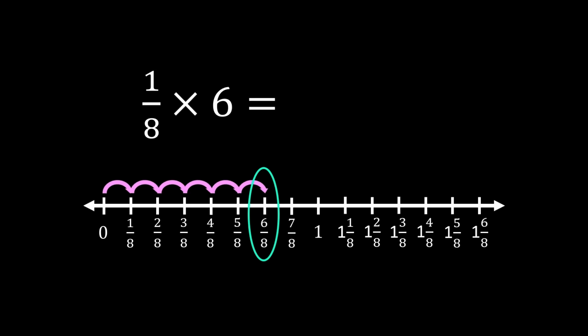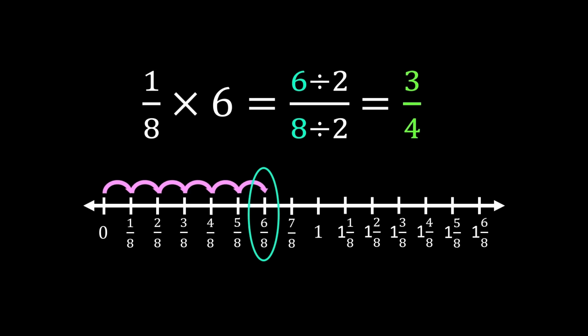1/8 times 6 is 6/8. Now I need to decide if 6/8 could be simplified. Because 6 and 8 share a common factor of 2, I can simplify, and I need to do that. I'll do that by dividing the numerator by 2 and by dividing the denominator by 2. 6 divided by 2 is 3, and 8 divided by 2 is 4. 1/8 times 6 equals 3/4.